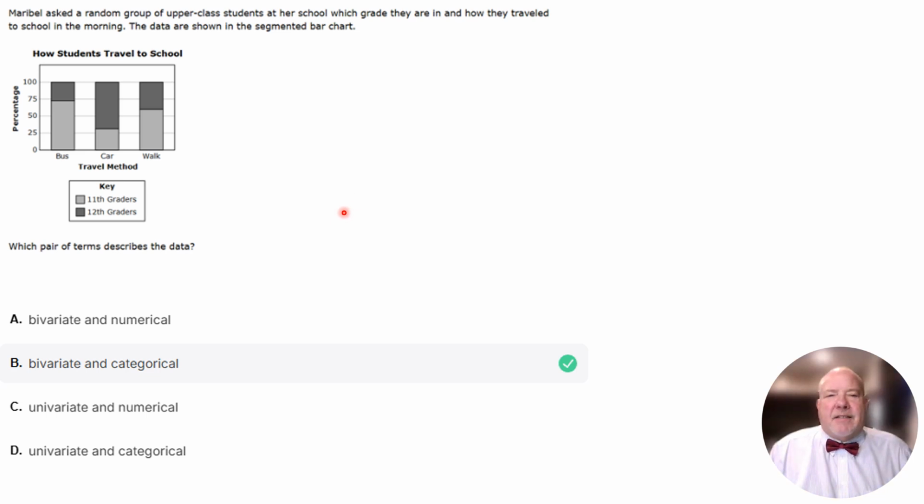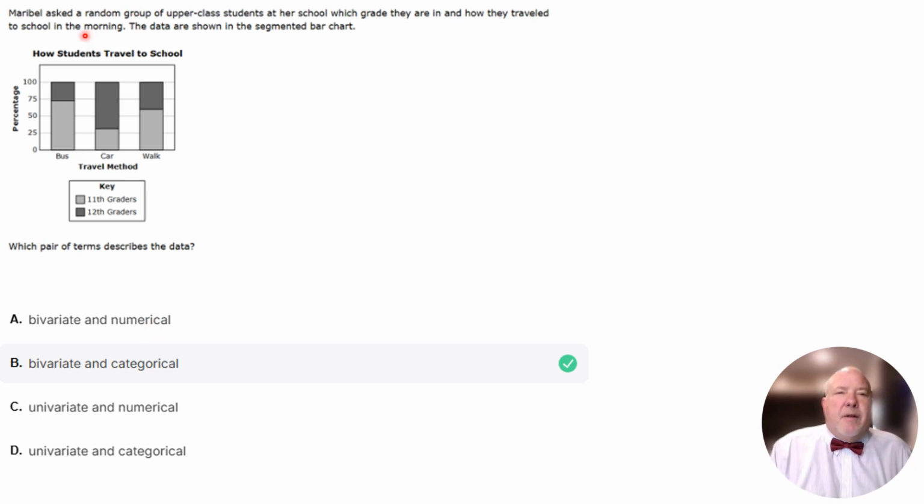This question is asking us which pair of terms describes the data. So just starting off with the answers, we've got bivariate and univariate, and then we've got numerical or categorical. A lot of times it's smart to look at the answers first, then go back in and read it so that you understand what they're after. Okay? So bivariate or univariate and numerical or categorical.